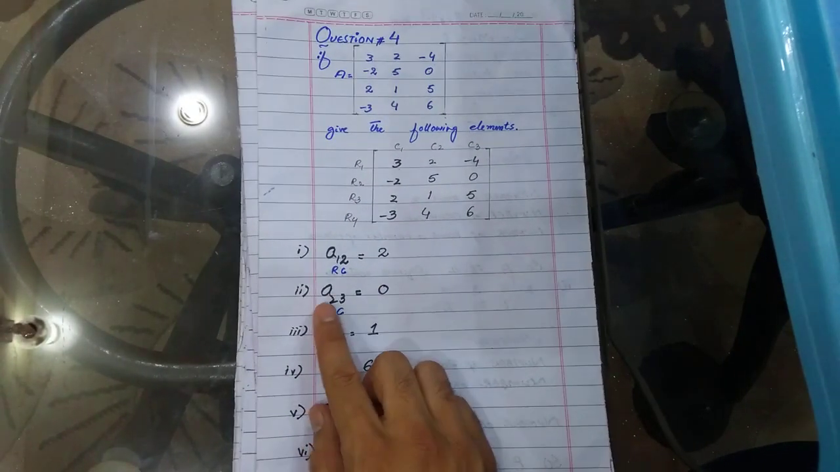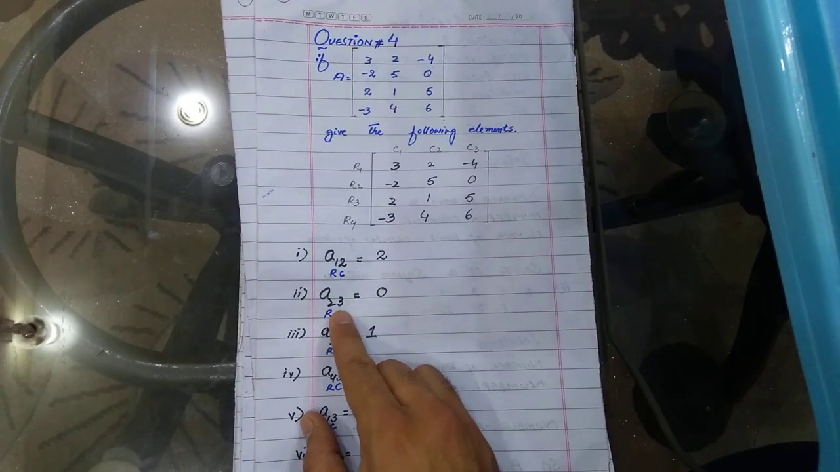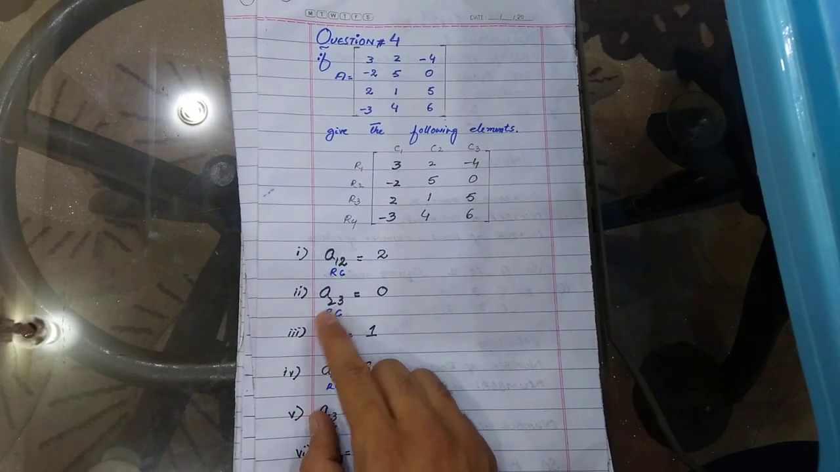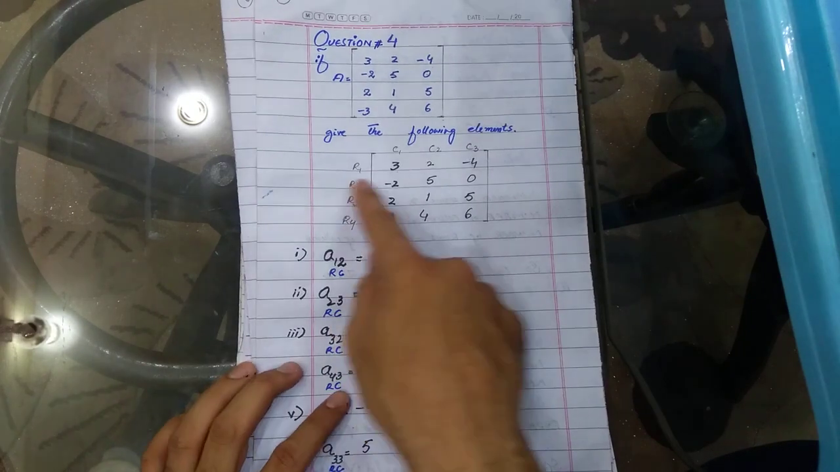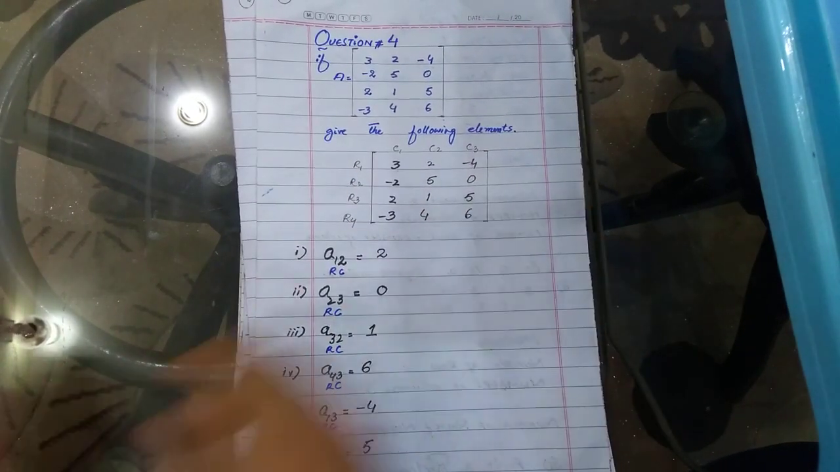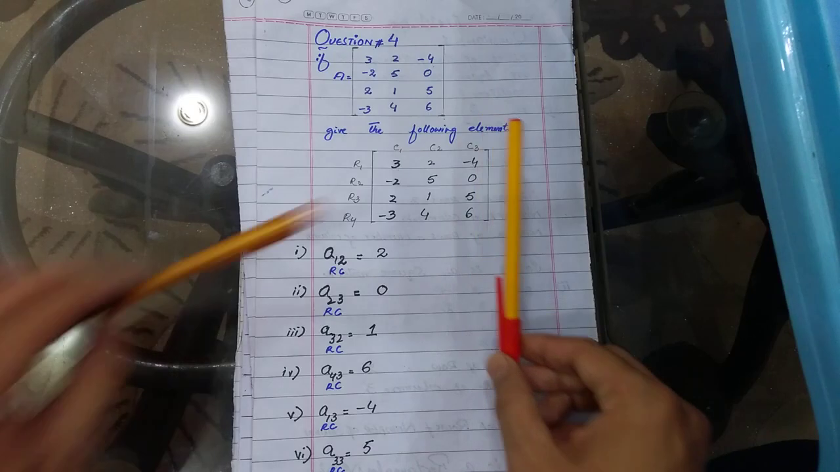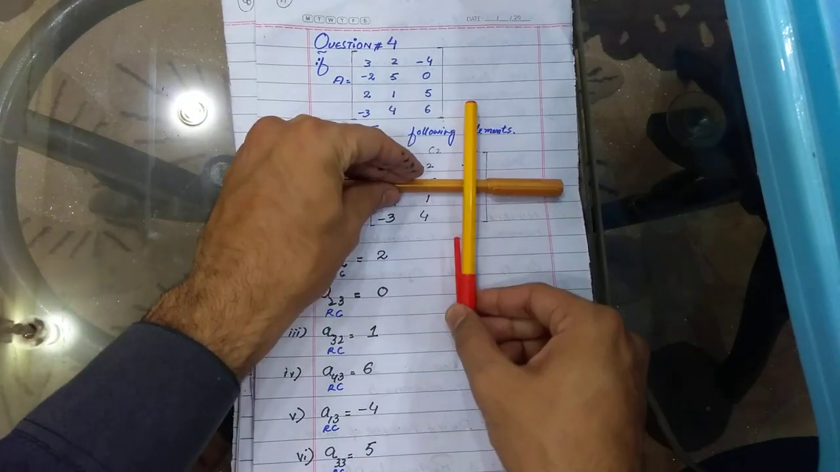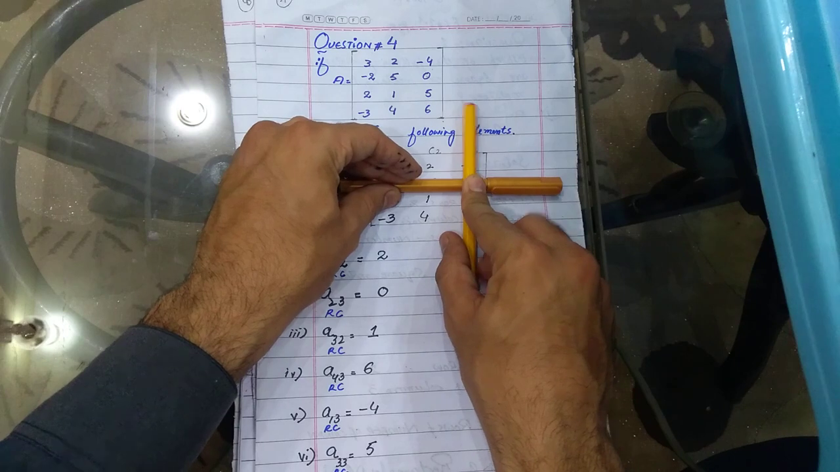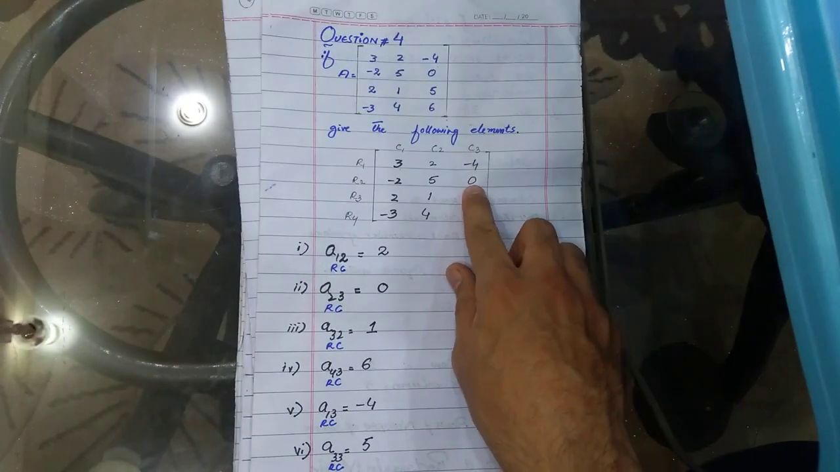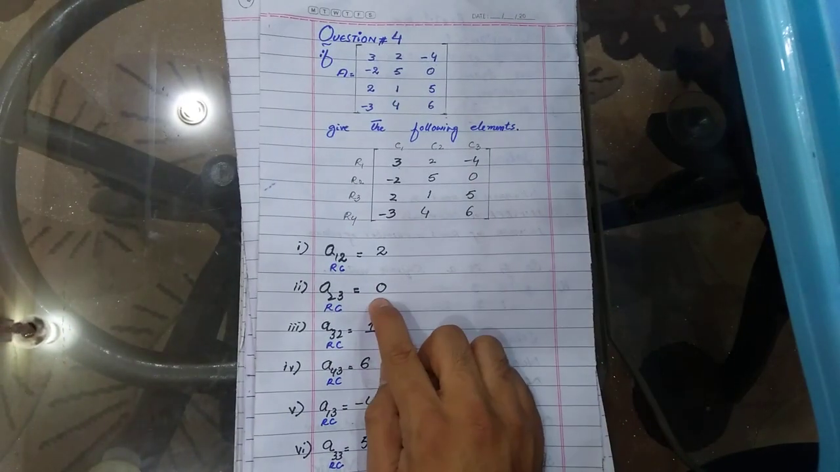The next one is 2, 3, that is second row, third column. Okay students. Once again look here, this is the second row and this is the third column. The meeting point of these 2 pens is 0. So the entry at position 2, 3 is 0.